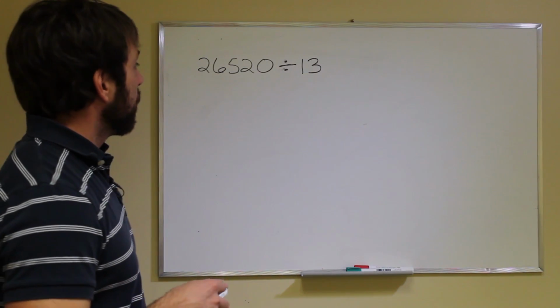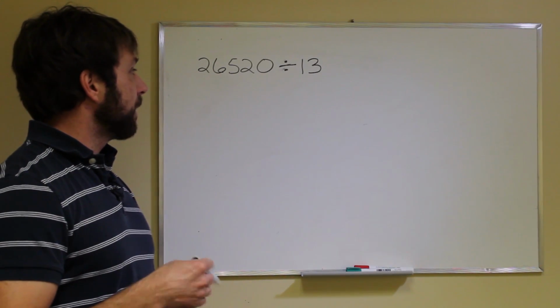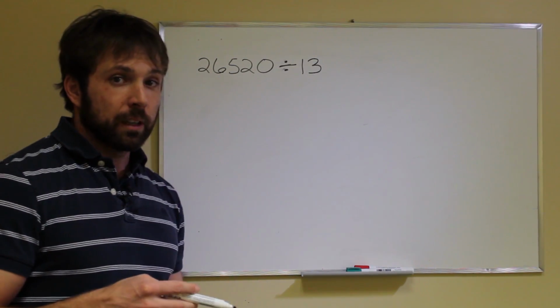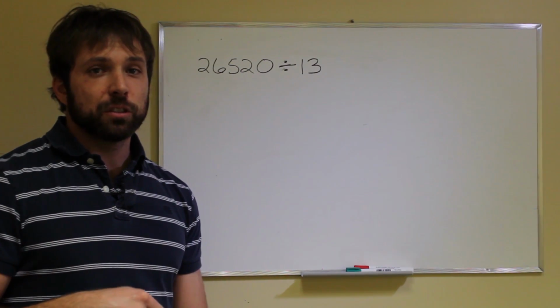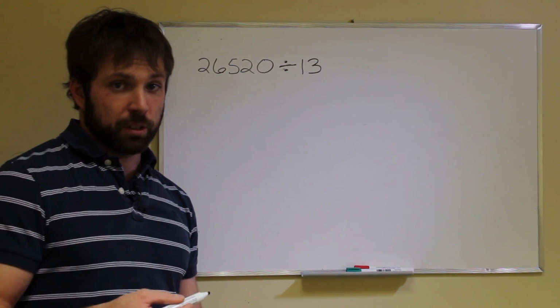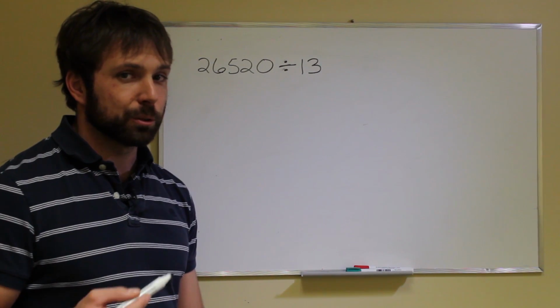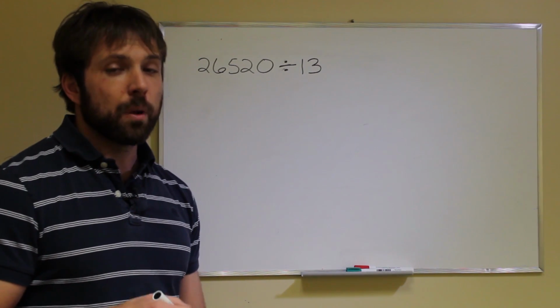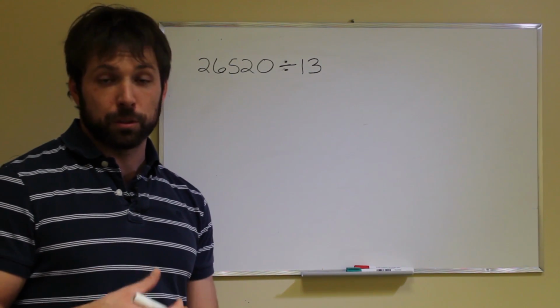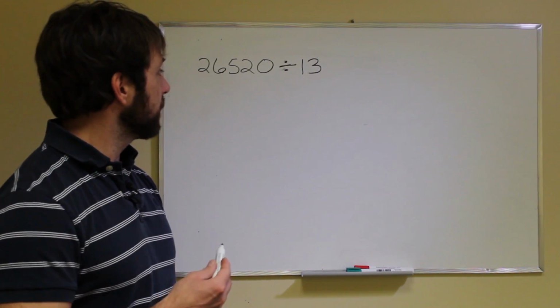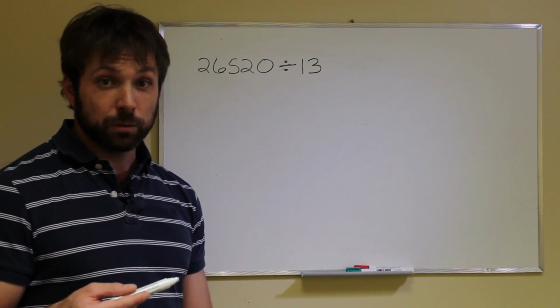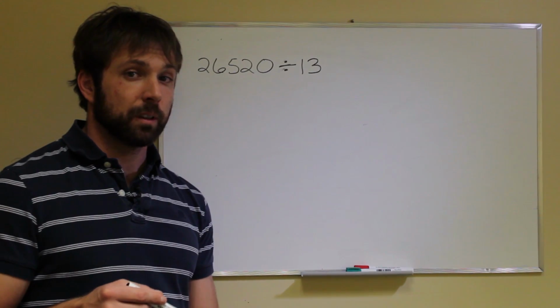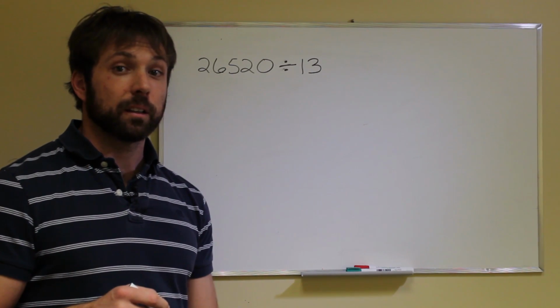So in this example, we're going to divide 26,520 by 13. Now, this is a straightforward question that isn't so straightforward. So if you haven't taken a chance to do so, I would give this a try right now on your own, pause the video, and then come back.